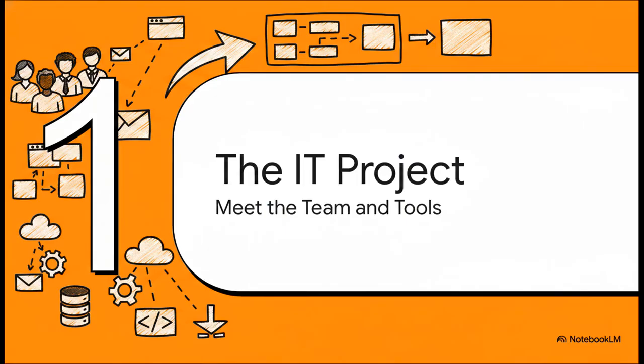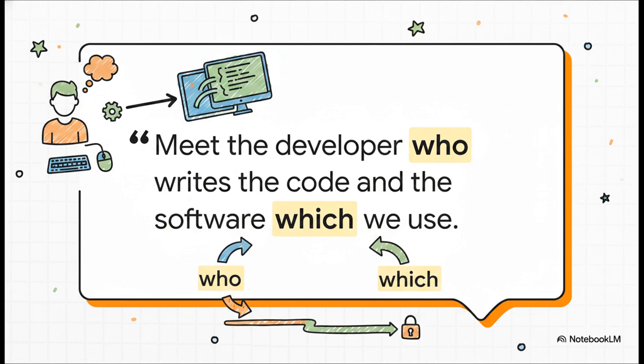All right, jumping right into section 1, the IT project, where we'll meet the team and the tools. To really anchor this grammar in the real world, let's imagine our IT project leader describing their brand new tech team and the software stack they use to get the job done. You know, when you're managing a complex project, you have to specify exactly who is doing what and exactly which tools they're using. Take a look at this quote.